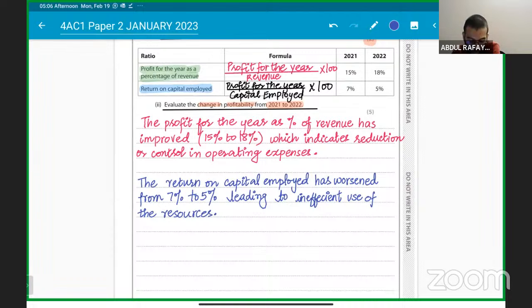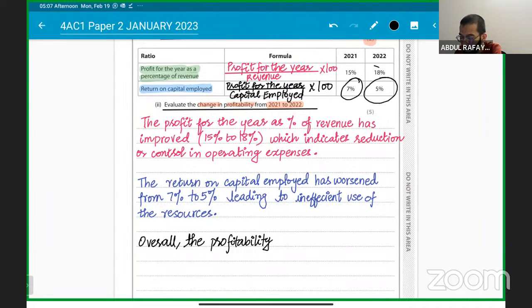So now what do you think? What you can say is whether overall profit has increased or decreased. So overall the profitability has worsened, or in conclusion you can write down that word. That's your conclusion. Why? Because your capital employed is not working properly; it was 7%, it is now 5%, so overall the profitability has worsened in general. Understood? Getting it clear?